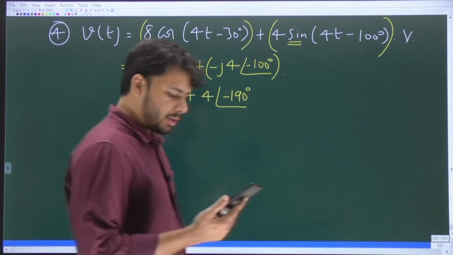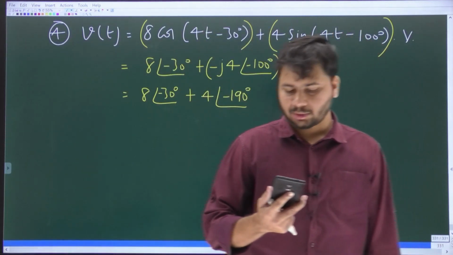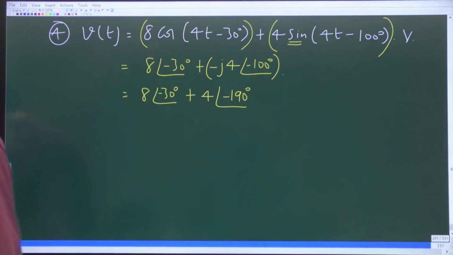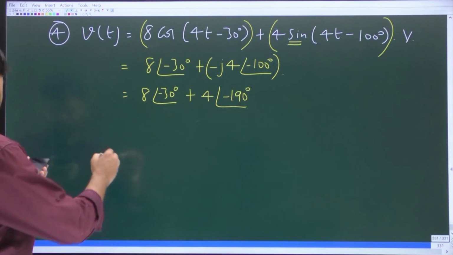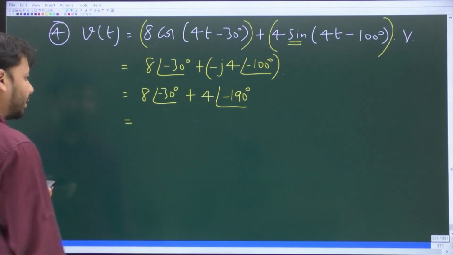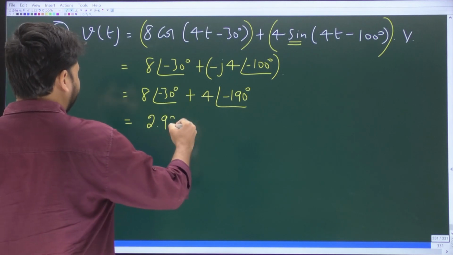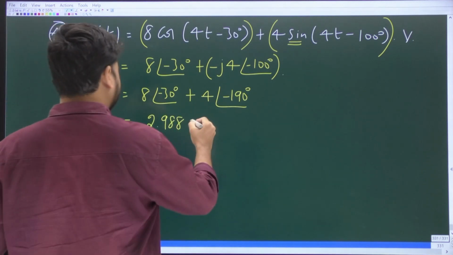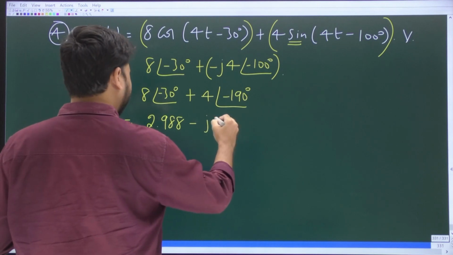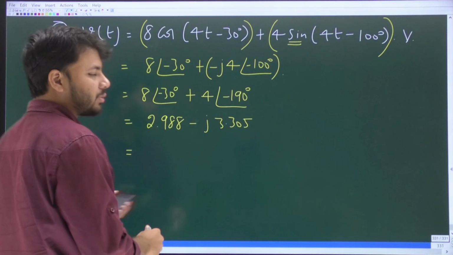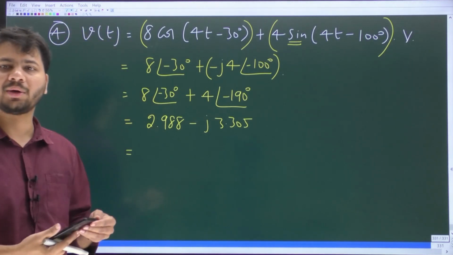2.989 minus j 3.306. It must be correct. Are you sure? Yeah, that's correct. Dineshwaran, very good. So this thing in rectangular form would be 2.988 minus j 3.305. In which quadrant does this complex number lie?